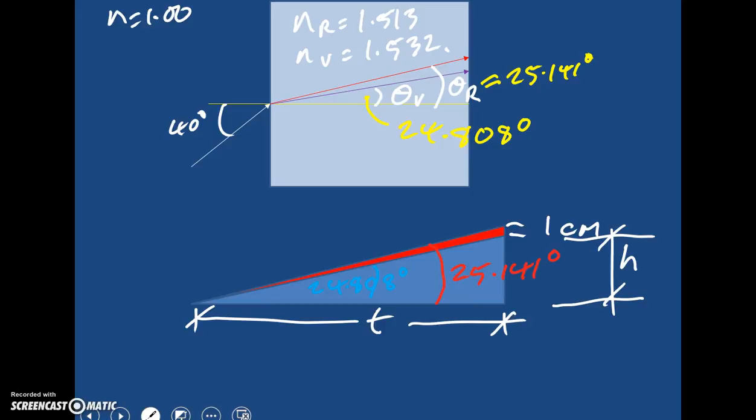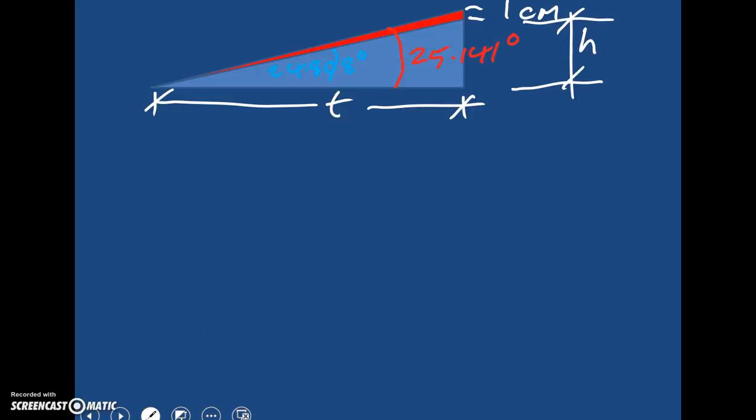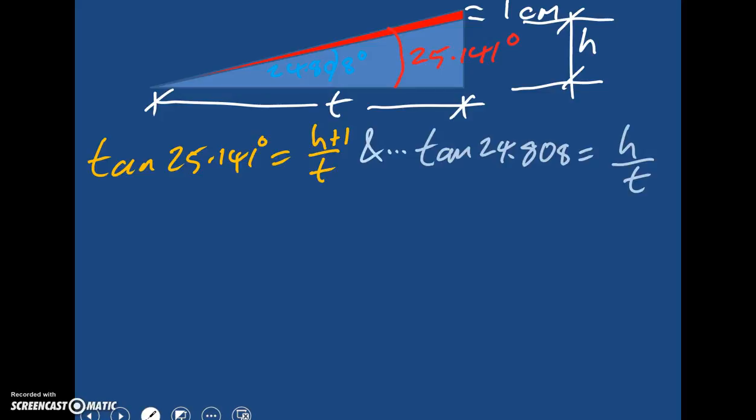Well, we can then get rid of the stuff at the top and move this information up to the top to make room. Then I can write down 2 equations. For the red triangle, and I've done this in orange, the tangent of the red angle is equal to the opposite, h plus 1, divided by the adjacent, which is t. And for the blue angle, the tangent of its angle is equal to its height, just h, divided by t.